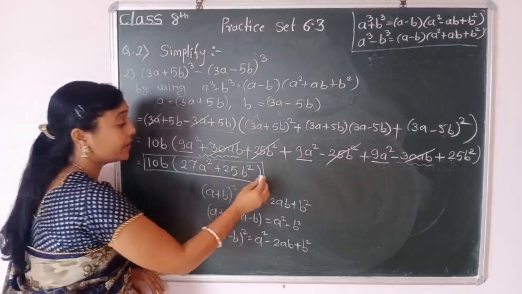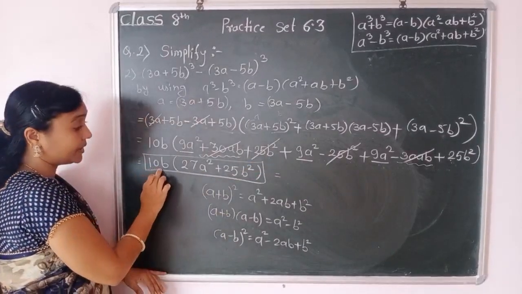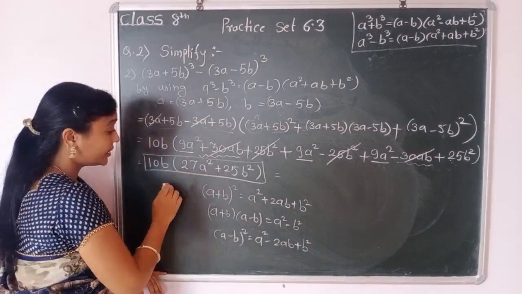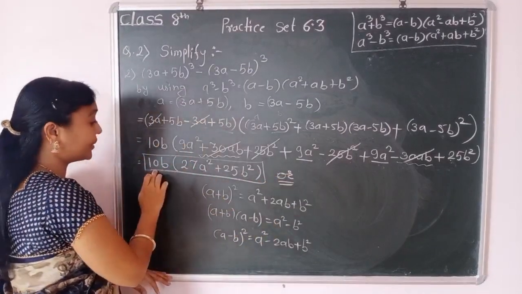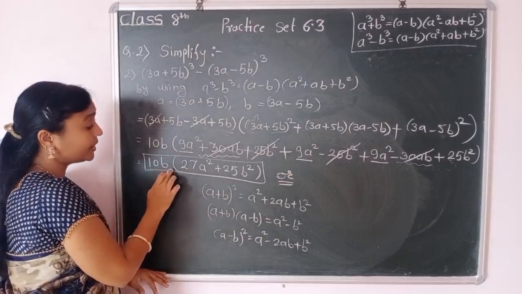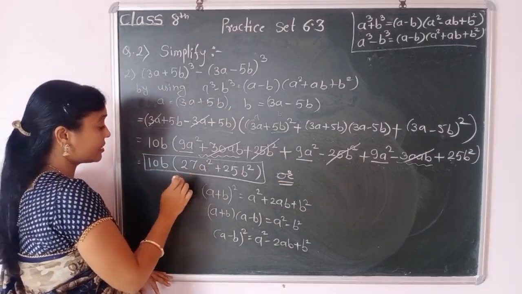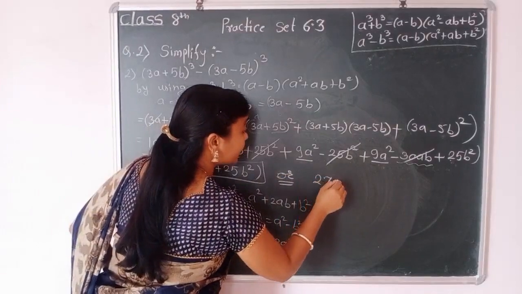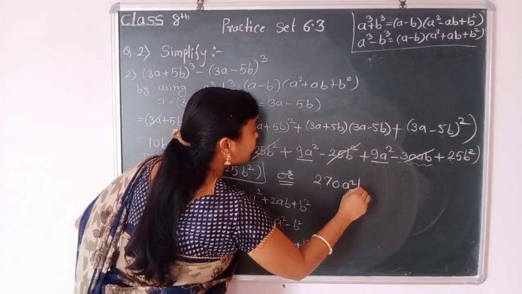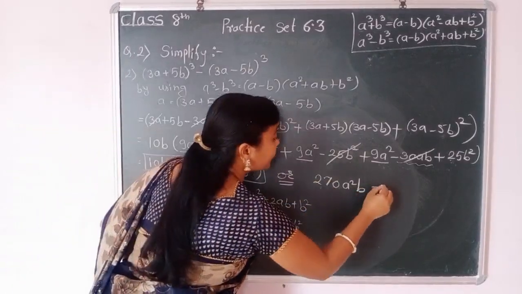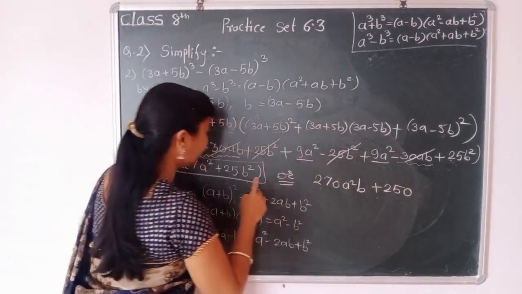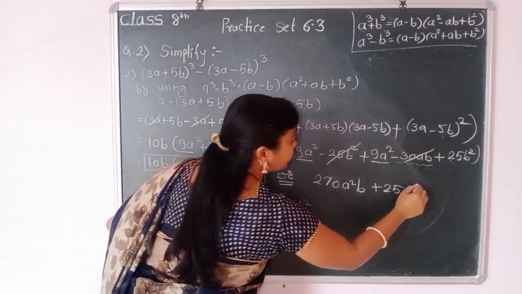Again we can write down this 10b multiplied in the bracket, then we get, or we can write this type of answer also: 10b into 27a square means 270a square b, 10 into 25 plus 250b cube.